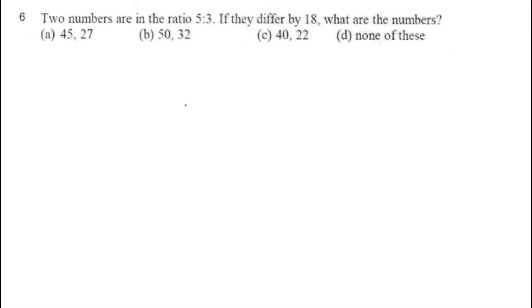Question 6. Two numbers are in the ratio 5:3. If they differ by 18, what are the numbers? Whenever they give a ratio, we have to consider it in terms of a variable. Let the two numbers be 5x and 3x. They have given the difference as 18.